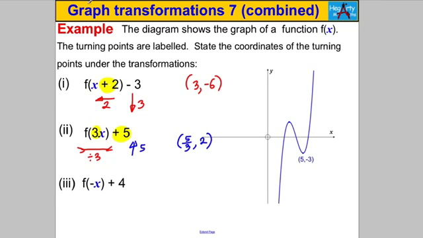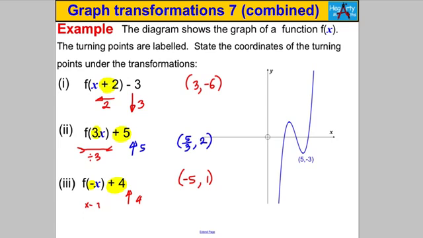The last one here, the two things we've got going on, we are multiplying by -1 inside the bracket. Okay, so that's going to be, remember, a reflection in the y-axis, and we are adding 4 outside the bracket. So we can think of this as multiplying the x numbers by -1, and we can think of this as moving the whole graph up by 4 units. So if we reflect this in the y-axis or multiply it by -1, we get -5 there, and if we move this point up by 4 units, we get +1, and we're done.